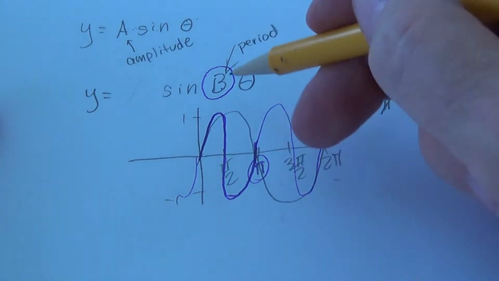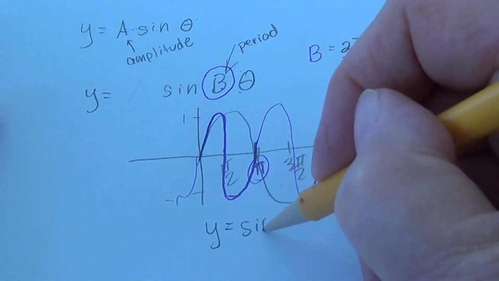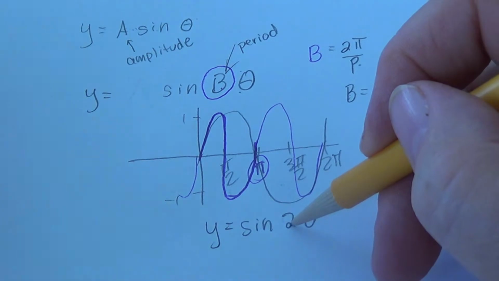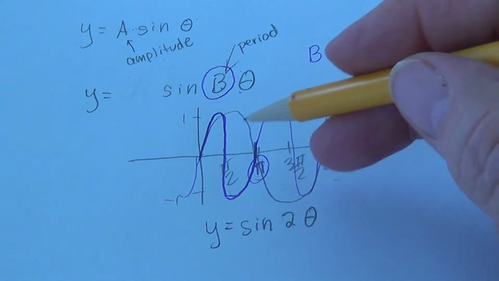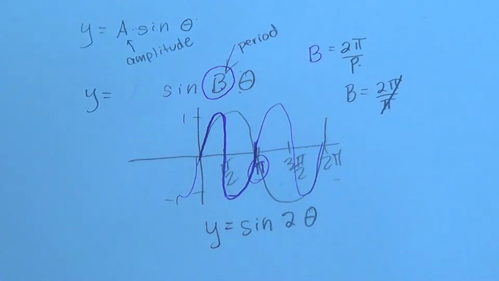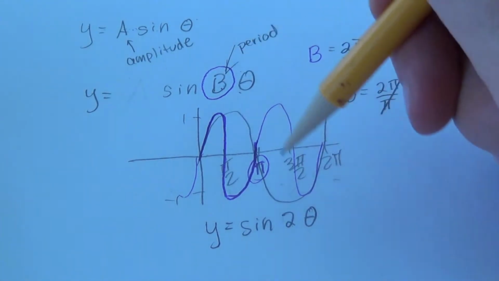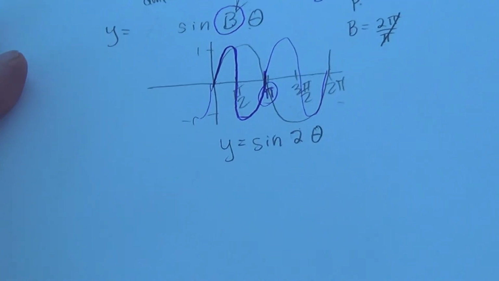So if I go back over here, I can alter this equation by putting a 2 where the B was. So what the 2 does there is it actually takes the normal period and cuts it in half. So a period of 2 pi becomes a period of pi when you put a 2 there. So let's talk about another one.